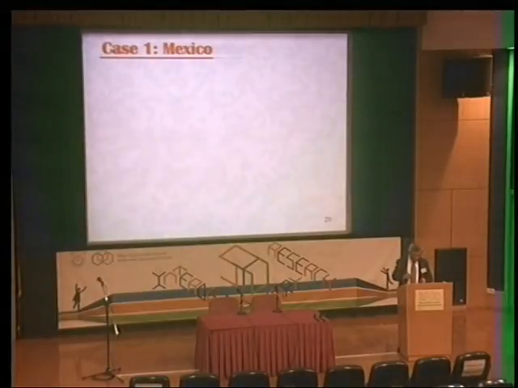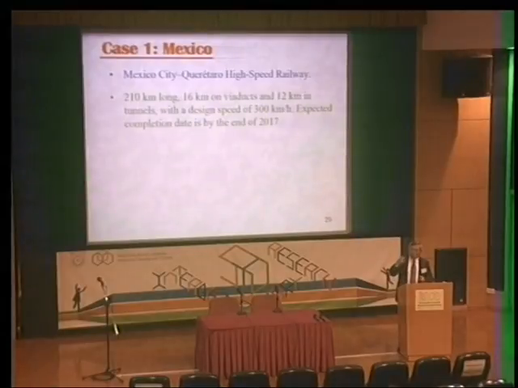One is Mexico. Mexico actually is trying to build a high-speed railway, and it invited several countries to submit bids for that high-speed railway. The high-speed railway is not too long, basically, and therefore China submitted a bid by the China Railway Construction Corporation. And then China won the bid. So that seems to be good news.